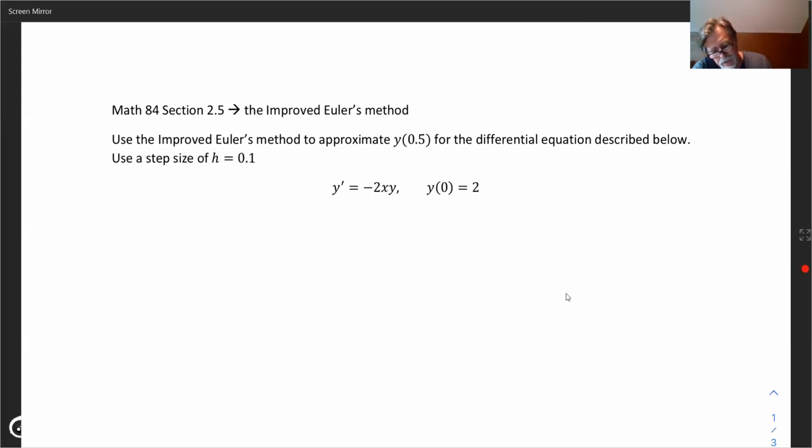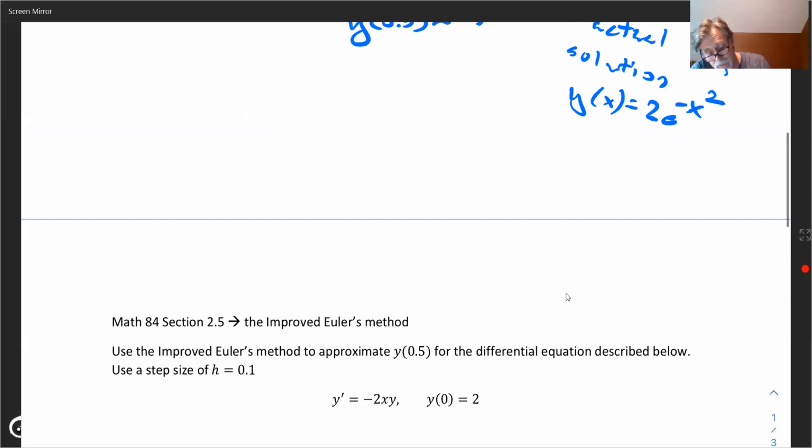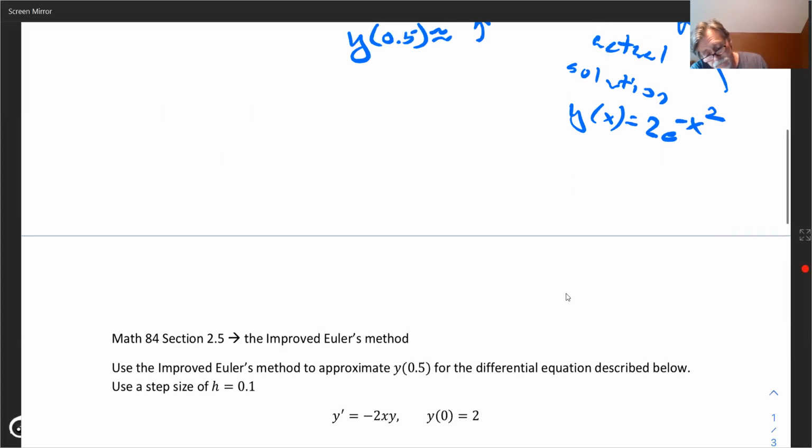So here it goes. The improved Euler's method, what it does is, well, it's a good improvement. It improves the error by a power of 2. It lessens it, so to speak. So you have a curve again, and you've got your initial condition floating here somewhere. And that's your x0, y0.